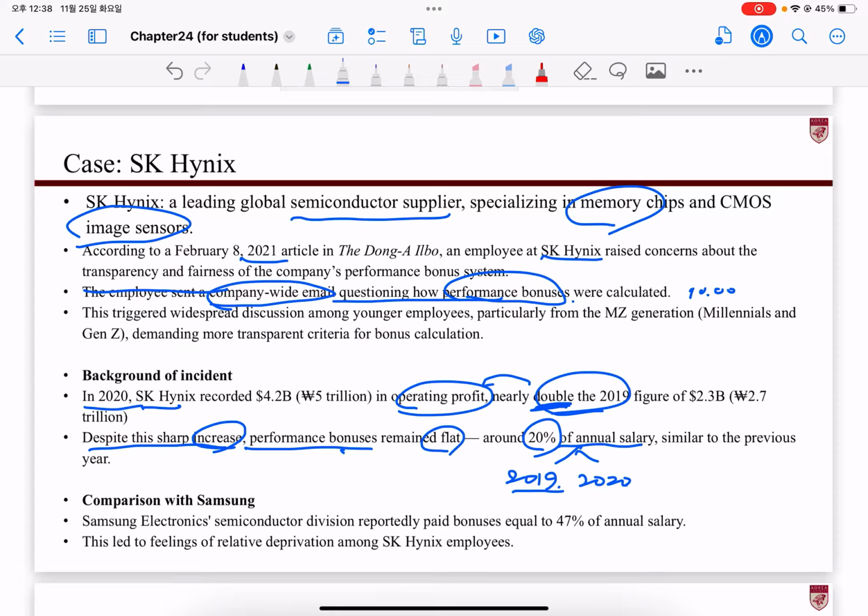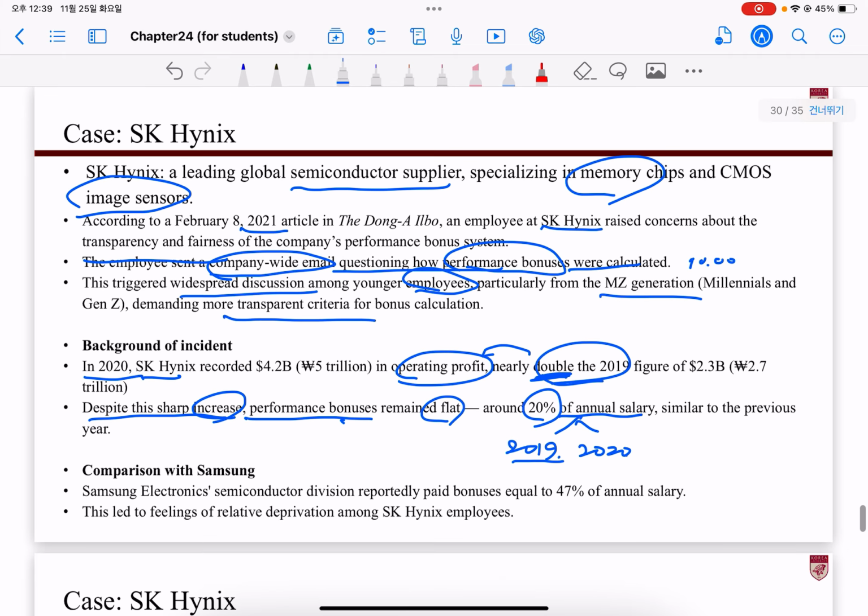And he questioned how the bonus is calculated. Why does it remain flat? Right? So it triggered a widespread discussion among employees, including the Gen Zs, right? Demanding a more transparent criteria for the bonus calculation. So why was it debatable? Because compared to the competitor, Samsung, where they reportedly pay a bonus equal to 47% of annual salary. So that gave a feeling of some deprivation among the SK Hynix employees.